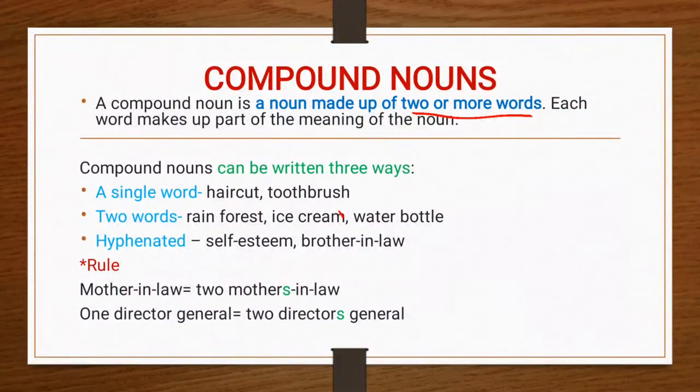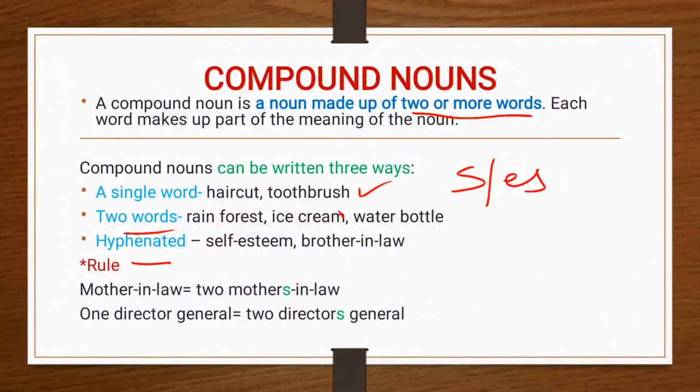Now, let's talk about the rules of using compound nouns in sentences. When a compound noun is a single word, like toothbrush, we make its plural by adding s or es. One toothbrush, two toothbrushes. But if the compound noun is hyphenated or composed of two separate words, remember to add s only to the word that is plural.